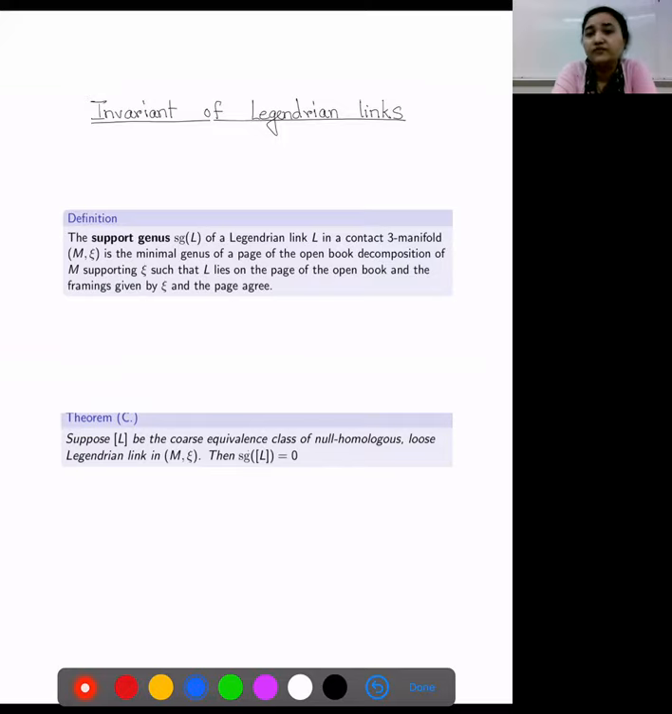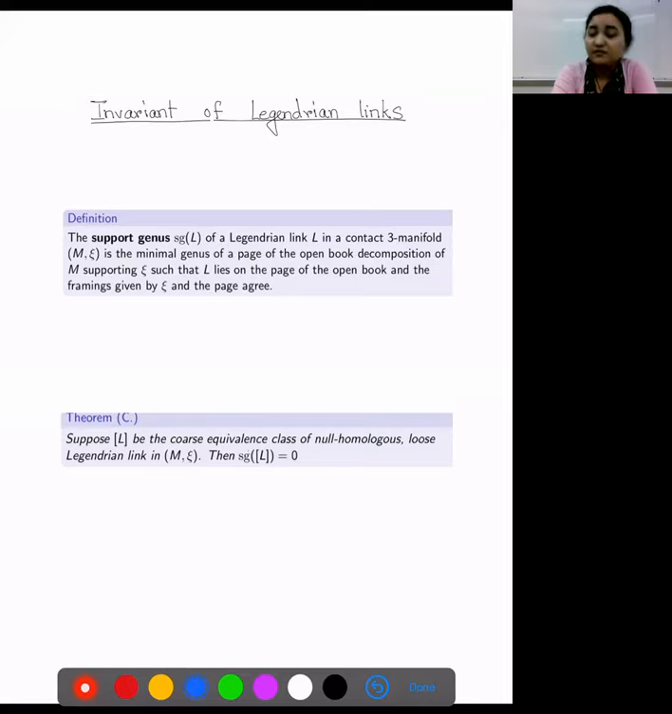a Legendrian link. So how is this different from the definition of a support genus of a contact 3-manifold? It's the same thing. We pick the minimal genus page of the open book supporting the contact structure. The extra thing is we want the Legendrian link to be on the page of the open book. And this is well defined because it's well known that every Legendrian link can be put on a page of an open book. Okay, so how is this support genus useful in detecting looseness?